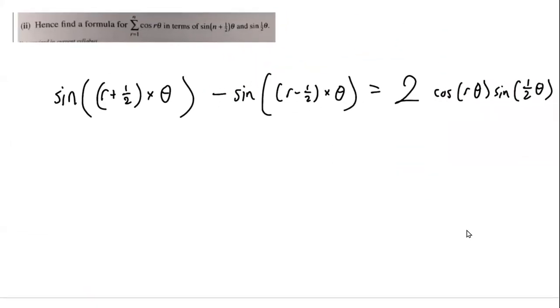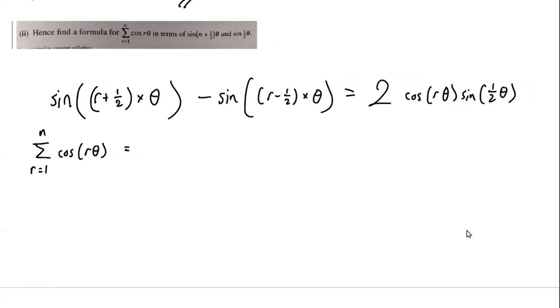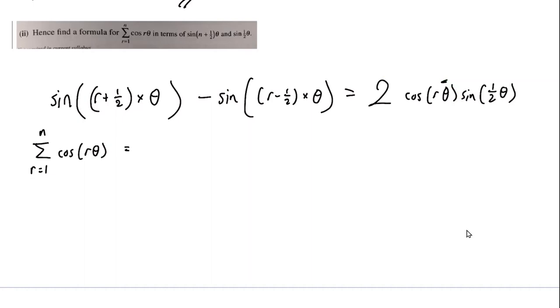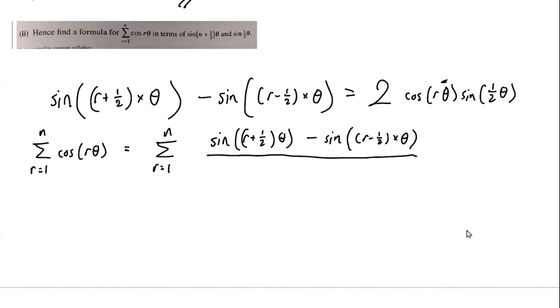So from here, how do we find out the summation from r equals 1 to n of cosine r theta? Now, cosine r theta, where do we get it? It's from here, this part. Then you can just divide by 2 and divide by sine half theta, and you can get cosine r theta as a subject. So that's what we're going to do. Cosine r theta will become sine of r plus half theta minus sine of r minus half theta, all divided by 2 sine half theta.